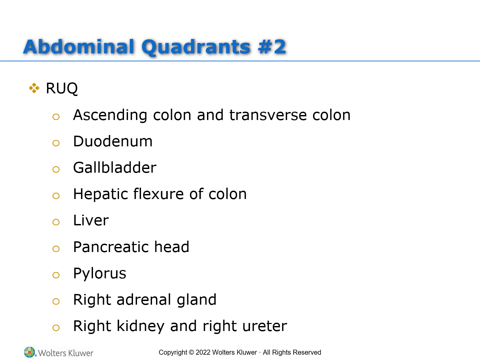So the right upper quadrant, the major things that it consists of are the liver, the stomach, the gallbladder, the duodenum, the right kidney, the pancreas, and the right adrenal gland. Of course, you see a couple of other items in there on that slide. Those are also located in that area.